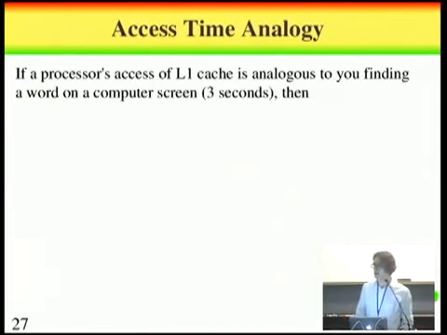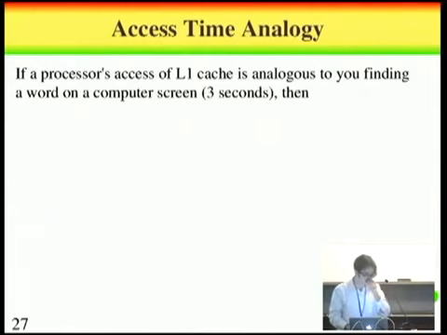Okay, so if it's really about making everything faster, it's worth taking a little jaunt in terms of an access time analogy, in terms of how long it takes to get data from one part of your computer to another. So if we just look at our processor and our L1 cache to begin with, this is about similar to finding a word that you know is on your computer screen. Maybe this is about 3 seconds. This is your L1 to processor cache, or processor access.